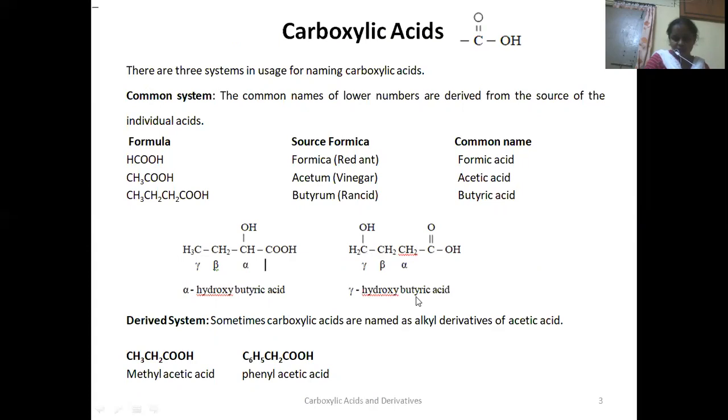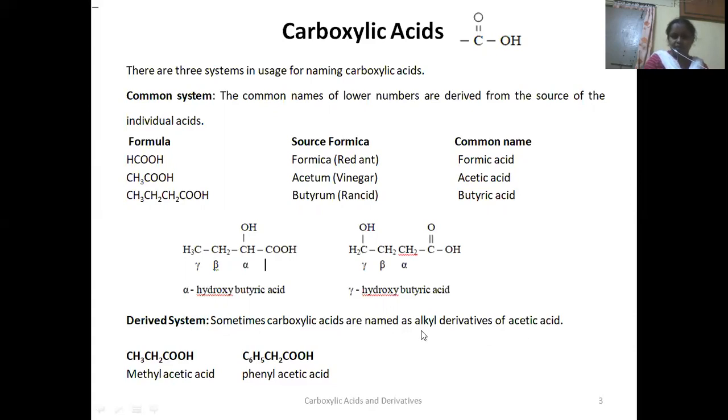Okay. This is how you have to name these compounds by using the common system nomenclature. If there are substituents, you have to use alpha, beta, and gamma. There is one more system where these carboxylic acids can be named. That system is the derived system, and this system is mostly used only for the alkyl derivatives of carboxylic acids.